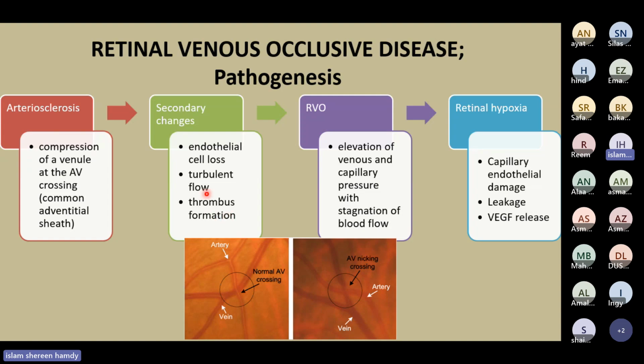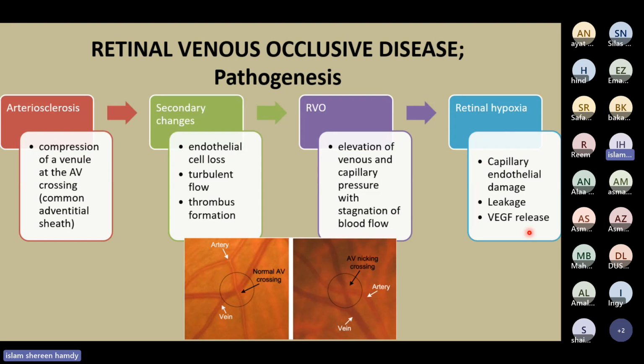We need to know that the pathology of the retinal venous occlusion is usually thrombotic in nature, so there is a thrombus formation, unlike the retinal artery occlusion, which is usually embolic in nature. Okay, this will cause occlusion of the vein with subsequent retinal hypoxia and increase in the leakage and VEGF release. So this is the scenario that happens in patients with retinal vein occlusion.